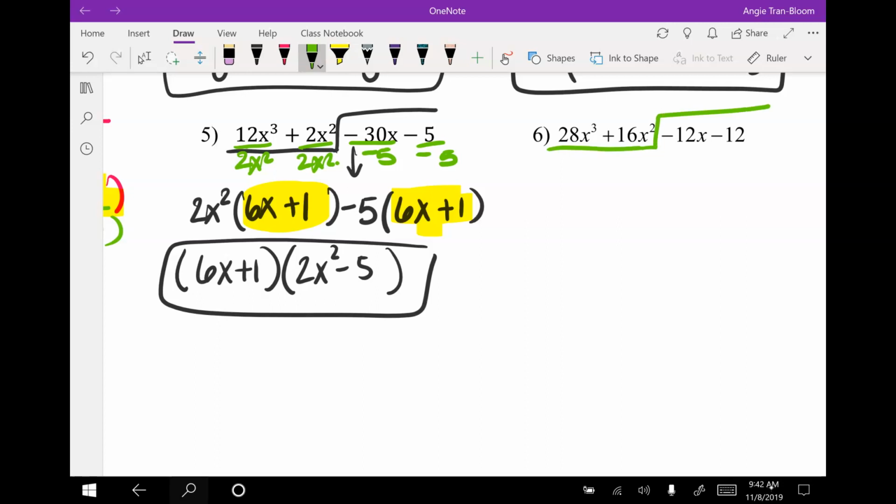Okay. 28x to the third and 16x squared. What do you think the GCF is? 4x squared. Okay. Let's take out 4x squared. What's left over? 7x. What else? Plus 4. Okay. Minus 12x minus 2. Do we factor a negative or do we factor a positive? A negative. Drop the negative sign right away. What do those have in common?